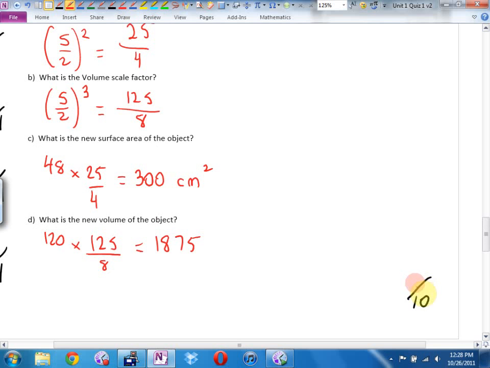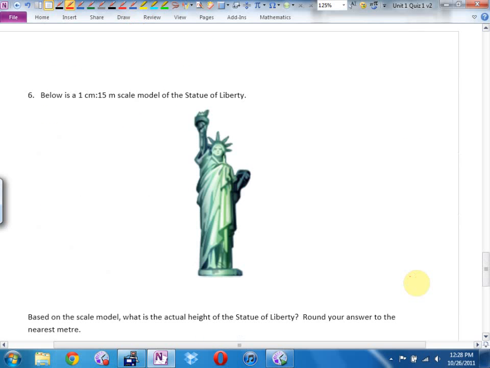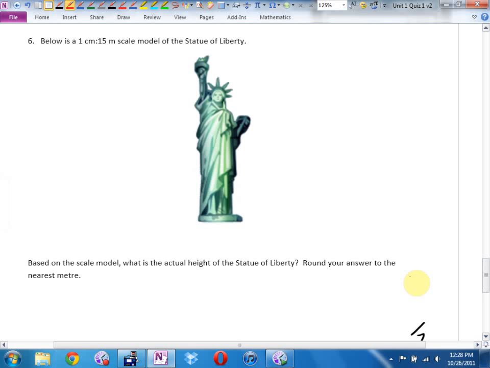And the last question. Below is a 1 centimeter to 15 meter scale model of the Statue of Liberty. Based on the scale model, what's the actual height? So I'm going to use this as my conversion factor. 1 centimeter to 15 meters equals, when you measured with the ruler from here to here, what did you get? 4.6? 4.7? Yeah.